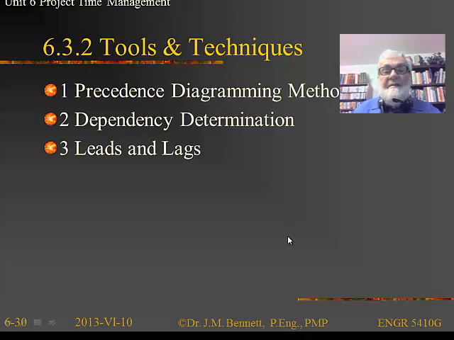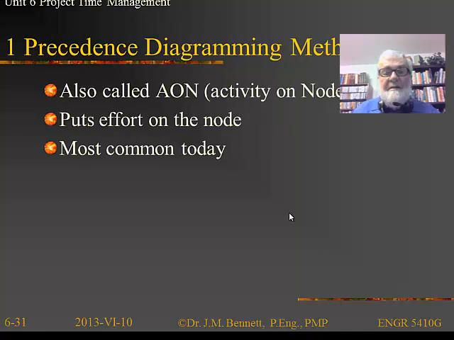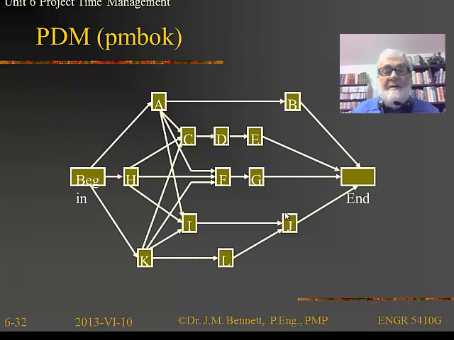The tools and techniques, this is probably the most complicated set of tools and techniques in the entire course. And we're going to start off by talking about precedence diagramming methods, or PDMs, and then talk about dependency determination and leads and lags. Now, the precedence diagramming method is also called activity on node, where basically the effort is on the node of the activity, and then the arrow points down to the dependency of downstream activities on the completion of the activity of that node. And in fact, PDMs are probably the most commonly used.